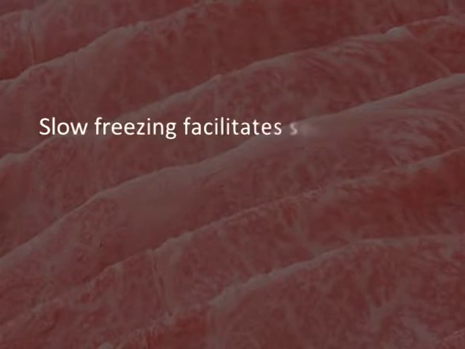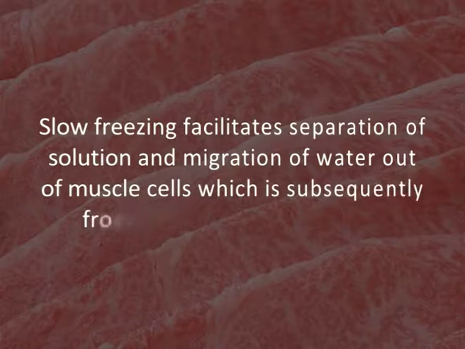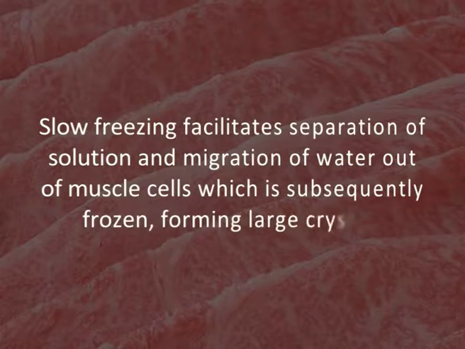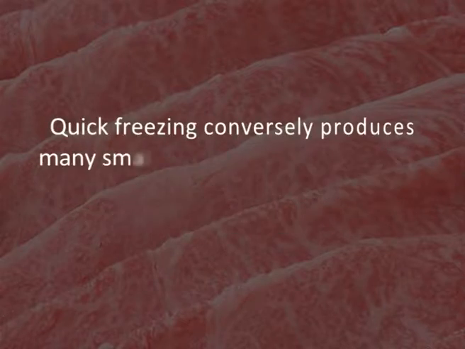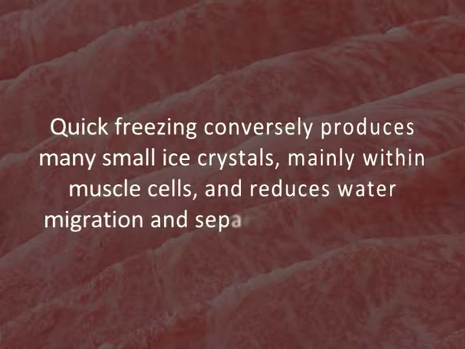During slow freezing, formation of large ice crystals damages the cell and results in protein denaturation. Slow freezing facilitates the separation of solution and the migration of water out of the muscle cells, which is subsequently frozen, forming rather large crystals. Quick freezing conversely produces many small ice crystals, mainly formed within the muscle cells, and reduces water migration and separation of solution. It is obvious that the latter technology will preserve the meat closer to its original quality.